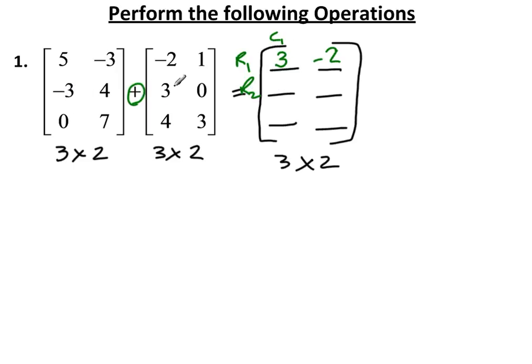Negative 3 plus 3 is 0. And then to get this next one, it's going to be row 2, column 2. So it's 4 plus 0, which is 4. And then for my third row, row 3, column 1 plus row 3, column 1 is going to be 0 plus 4, which is 4. And then row 3, column 2 is going to be 7 plus 3, which is 10. And this would be my final answer: 3, negative 2, 0, 4, 4, 10.